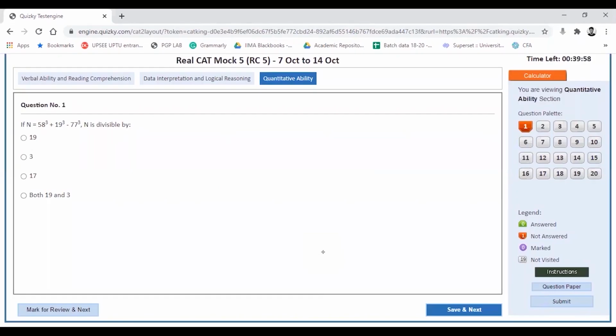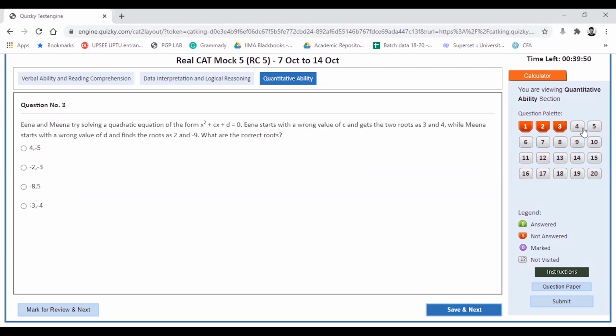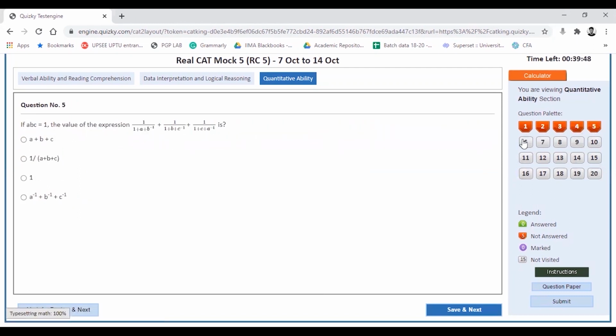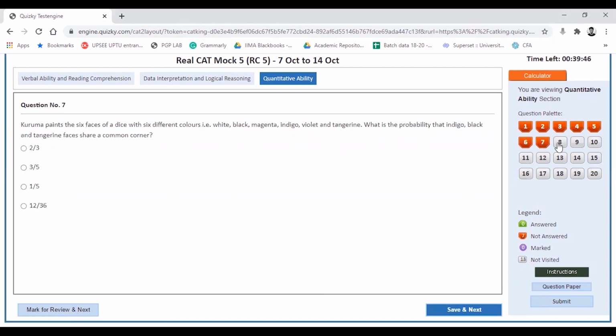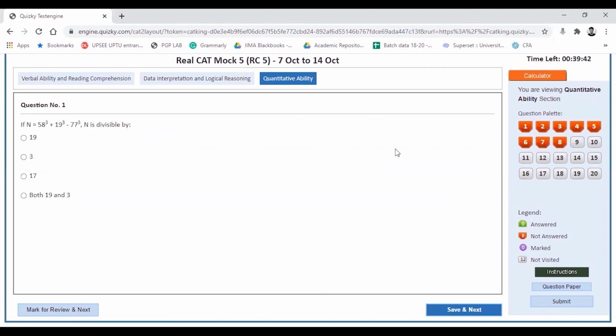Now coming to the third section, I see I have got just 20 questions. So I'll use my usual approach of going through them one by one and try to come back if I get stuck in any question. So let's start with the first question.